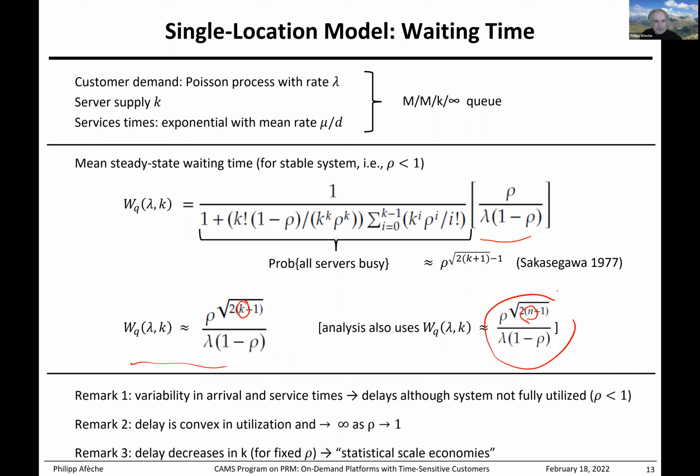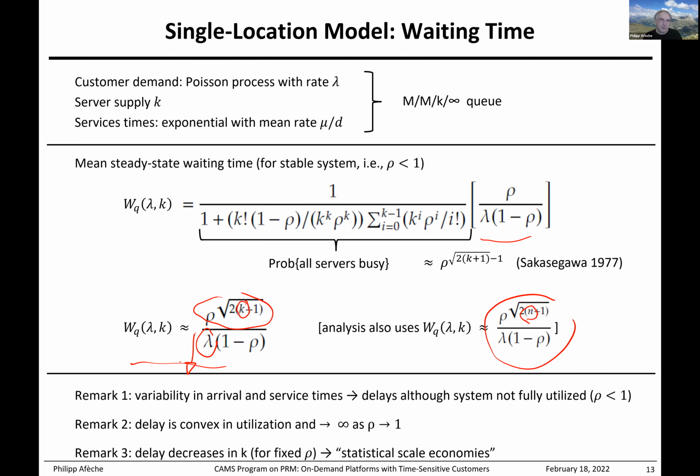Another thing that is also well known, but helpful to keep in mind, is that if you hold the utilization constant, but you scale up the system, that is, you increase K. So think of increasing K and lambda proportionally such that rho stays constant. You can see that this term is going to drop, and the lambda is also growing, so it drops. So you basically get a much faster operating system at large utilization. Sometimes people refer to this as statistical scale economies.